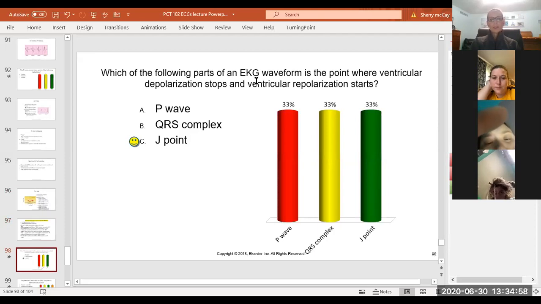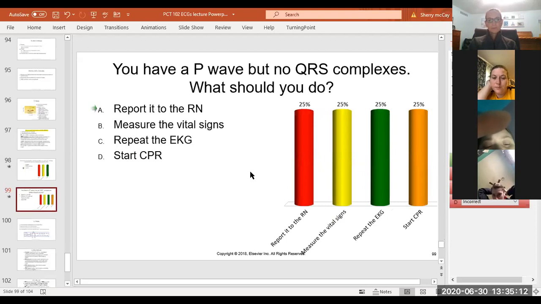Which of the following parts of the EKG waveform is the J point? So read that. It's the point where ventricular depolarization stops and ventricular repolarization starts. This is the question I mentioned: if you have all these P waves but no QRSs, you're going to report it to the nurse immediately.